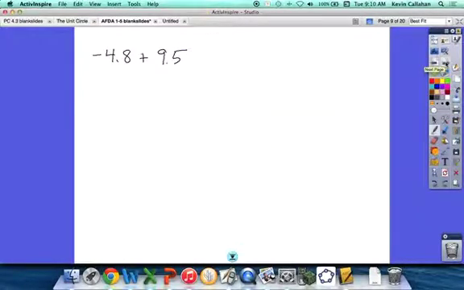How about decimals? Is this going to be positive or negative? The bigger of the two is positive, so it will be a positive number. And what operation do I need to do between 9.5 and 4.8? I'm going to subtract. Because they're opposite signs, I will subtract.